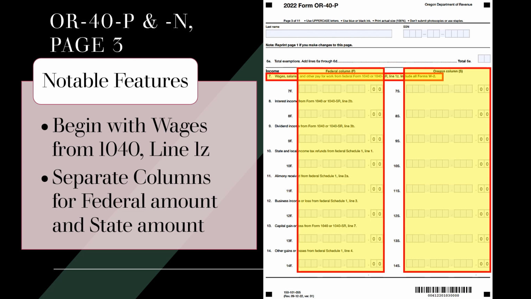Further, there are two columns, a federal column and an Oregon column. In this way, each line item of income can be treated separately as taxable for both federal and Oregon tax purposes, or taxable for federal purposes, but excluded from Oregon taxable income.